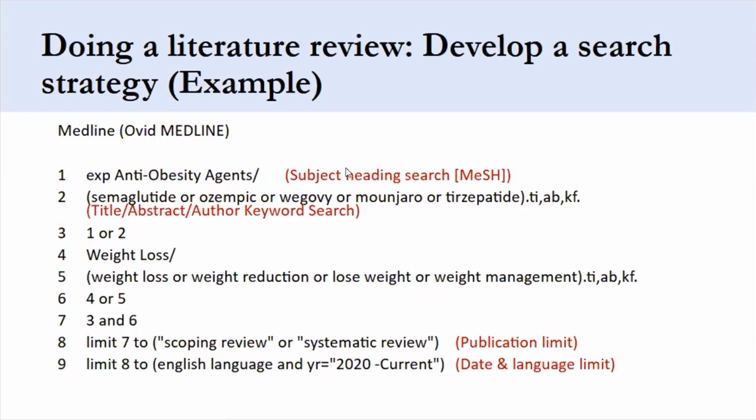You'll see I've demonstrated here how you can apply limits. So I've applied a publication limit for scoping reviews and systematic reviews, just to see what's out there. And then I've further limited by English language and date.